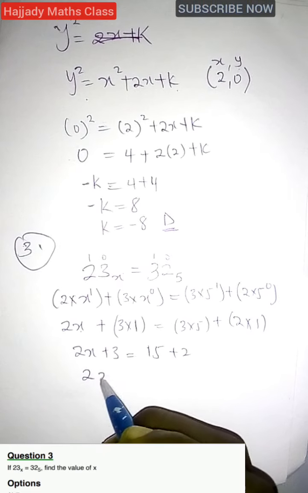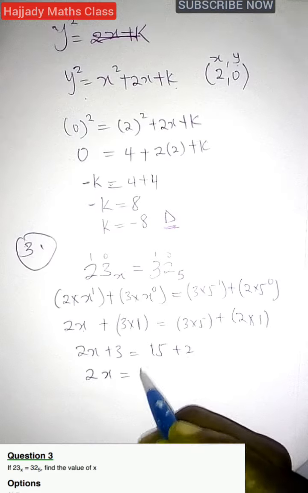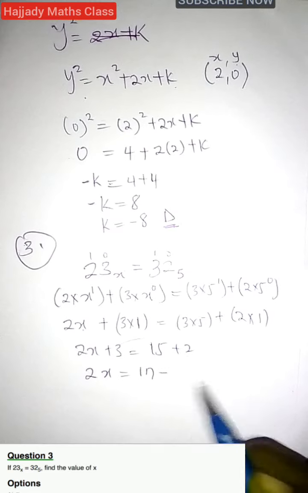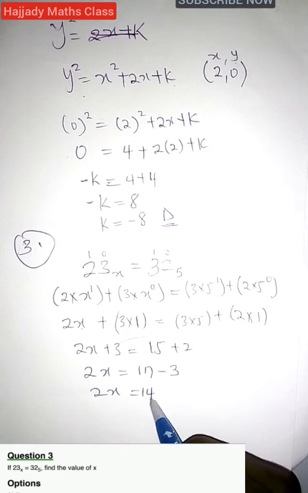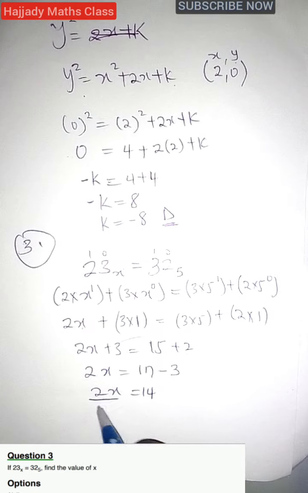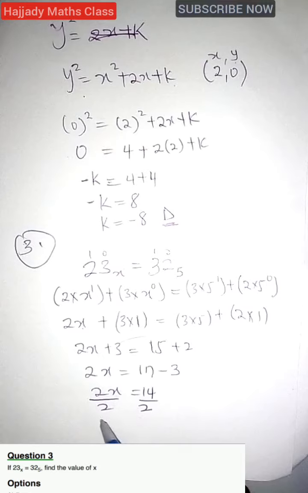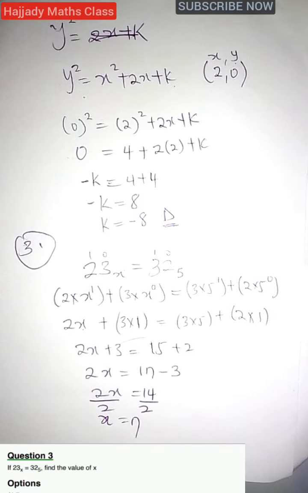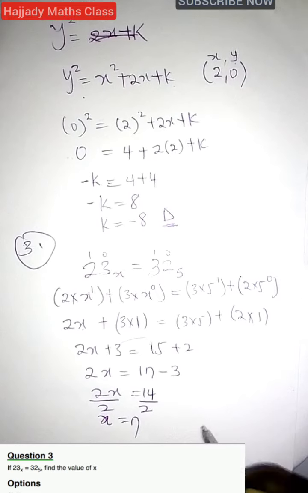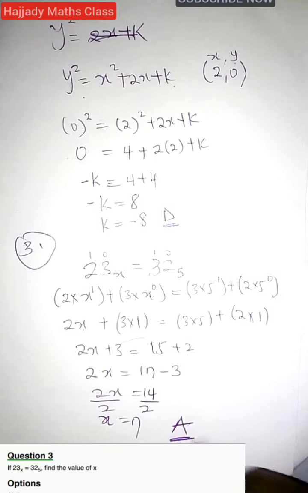So we have 2x equals 15 plus 2, which gives 17. If 3 comes to this side, it turns to minus 3. 2x equals 14. Dividing both sides by the coefficient of x, which is 2, finally our x equals 7. And looking at the options given, our answer is option A.